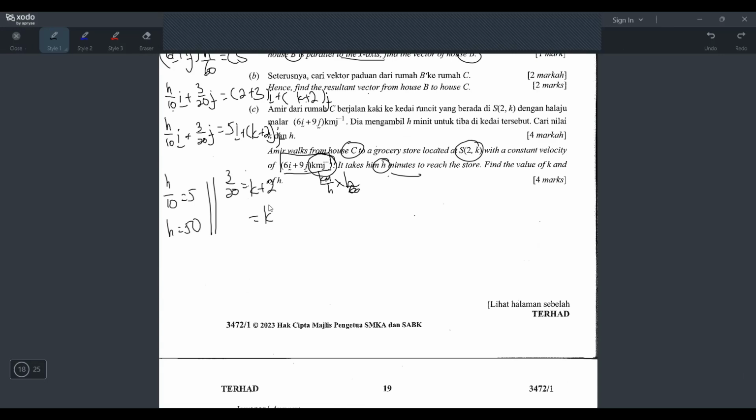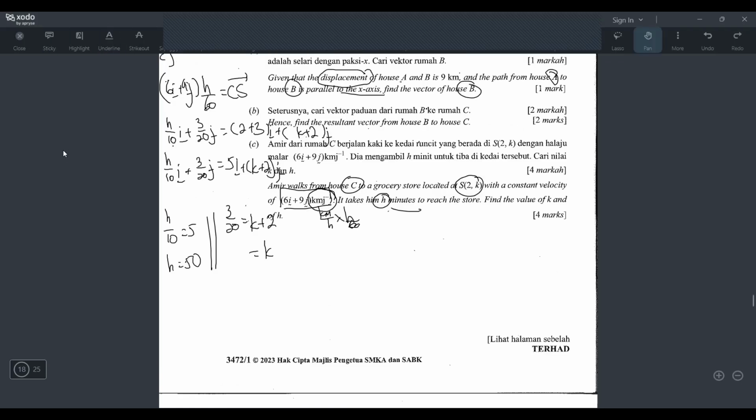My calculator gives me a negative, wait, I think I did something wrong here. 3 over 20, let's see. 9 divided by 60 is 3 over 20. Oh, I forgot to write h. So it should be 3 over 20 times h, right? There should be an h here. Okay, so careless mistake. I forgot to write h here.